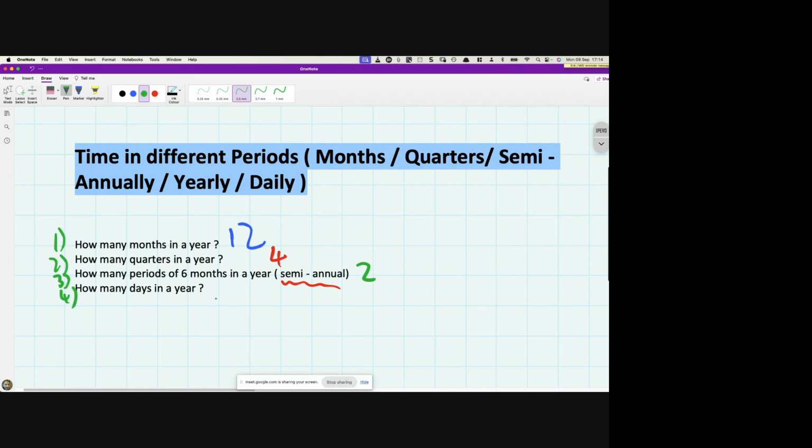And how many days are there in the year? There are 365. I know some of you will say 365 and a quarter, and you're not wrong. But generally speaking, for finance, we'll just go with 365.